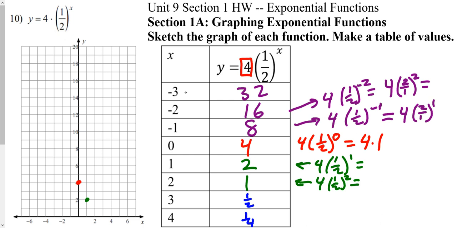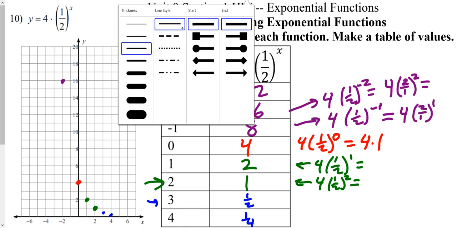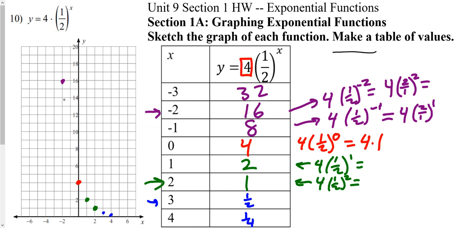Now, if I go to 3 to the left and up 32, that's off my graph. So I'm going to just go with this one here, 2 to the left, up 16. Now, if I plot my other green one down here, this one, that's 2 to the right, up 1. And then if I plot my blue ones down here, 3 to the right, up 1/2, and then 4 to the right, up 1/4, then we can go ahead and draw in a nice smooth graph going between all this.